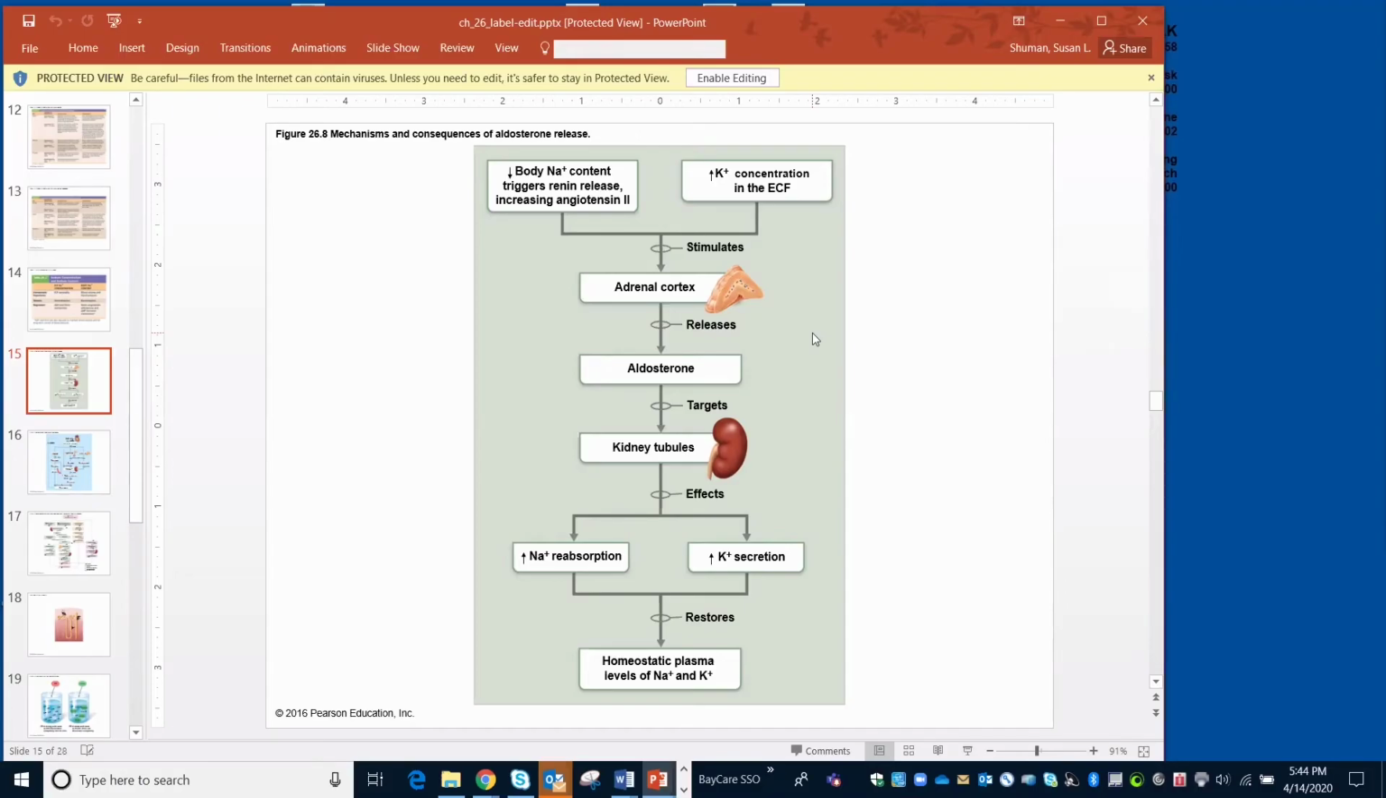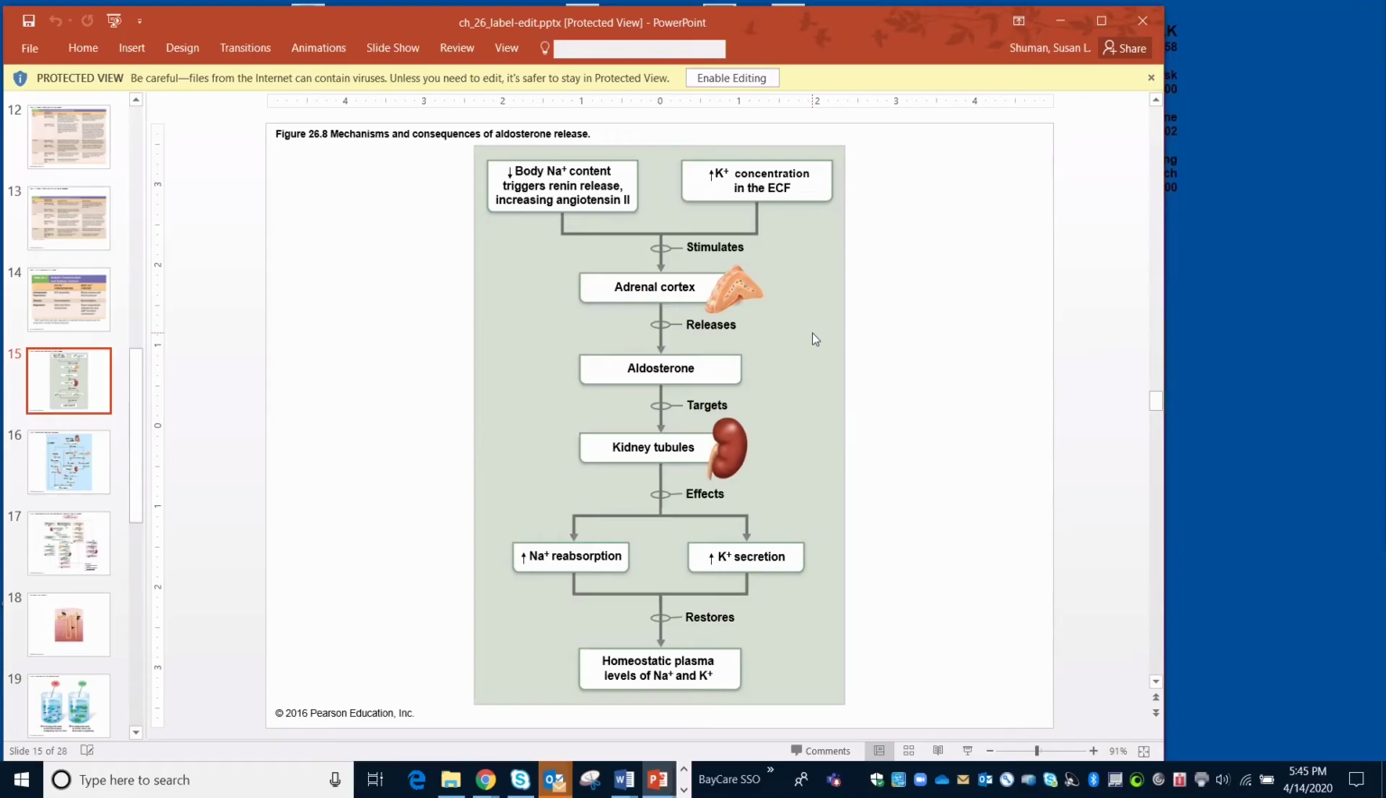Because remember our mantra, right? Water follows sodium and other solutes. So with our balance of it, you remember the whole aldosterone thing. I know you do. And I know you know that Renin-Angiotensin-Aldosterone System. I know without a doubt in my mind that you have this. Is that right? Thumbs up? Okay. All right.